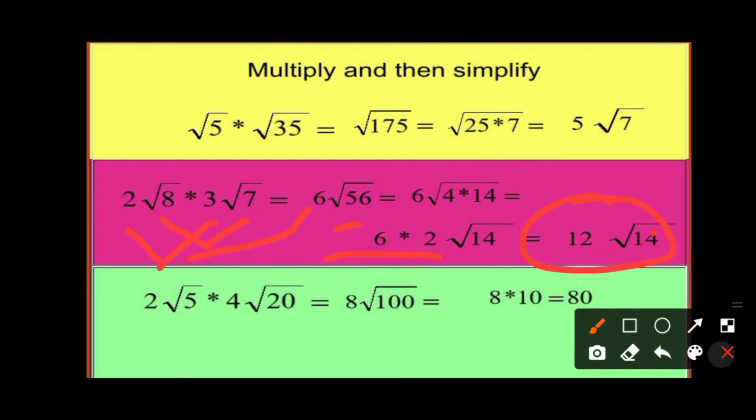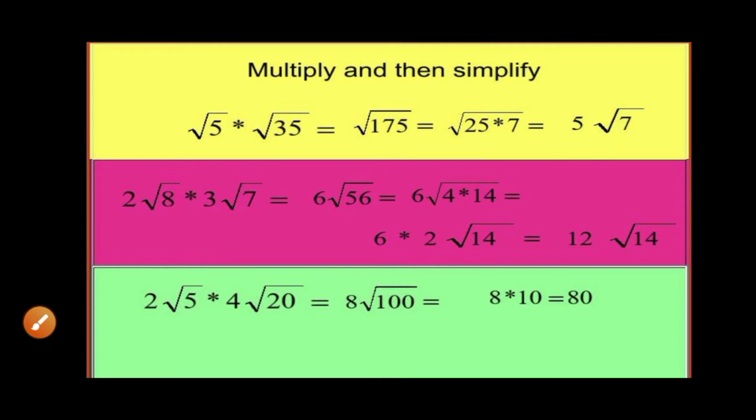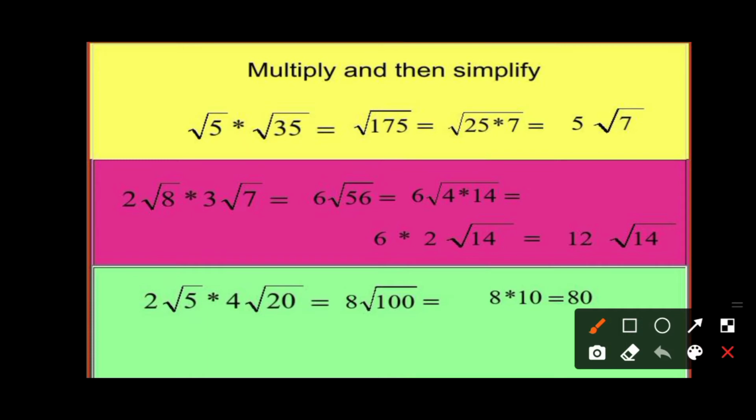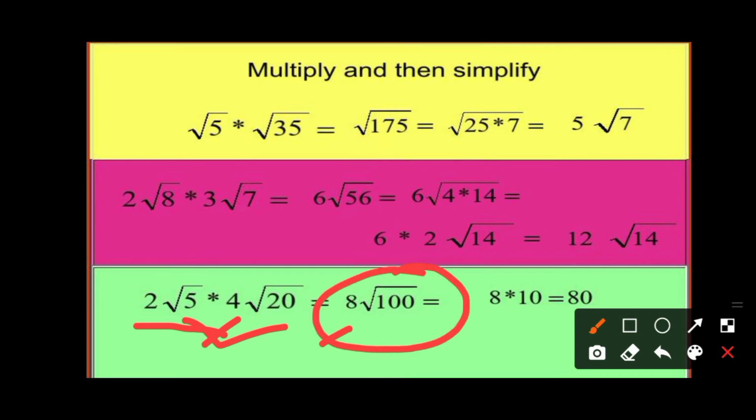And 2 square root of 5 times 4 square root of 20 equals: 2 times 4 equals 8 and 5 times 20 equals 100. So 8 square root of 100 equals 8 times 10 equals 80.